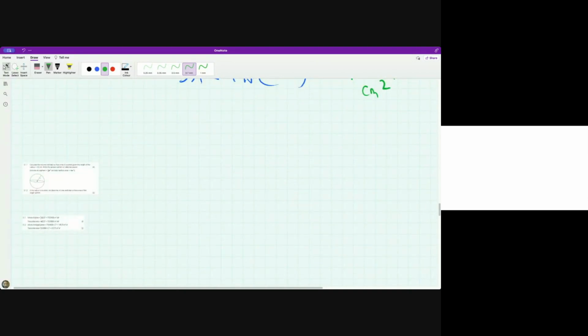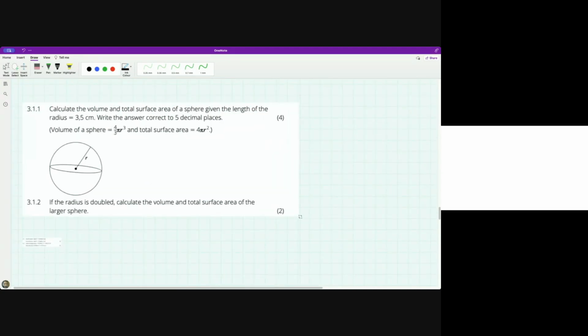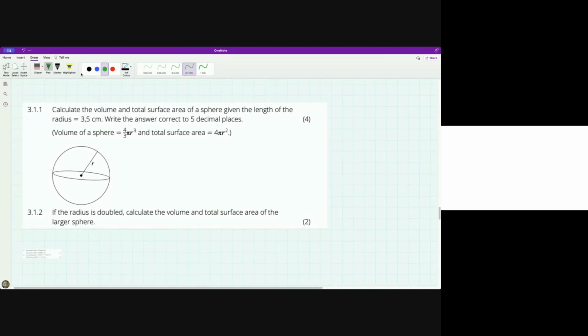Okay, let's go to a past exam question to see how we can spice this up a little bit. So it says, and this is what it looks like in an exam question, calculate the volume and surface area of a sphere given below. The radius is 3.5. The formulas are given to you. Find me the volume and surface area for these two. Go ahead.